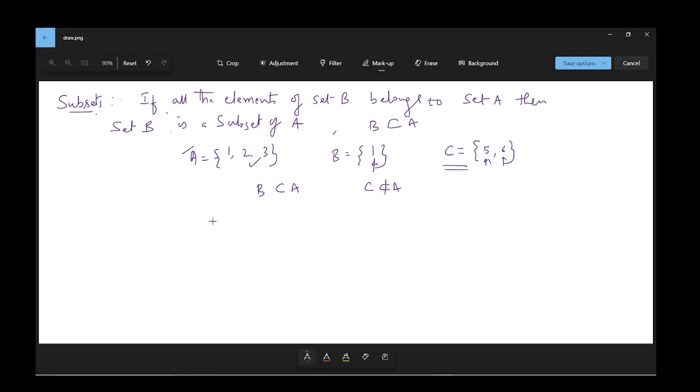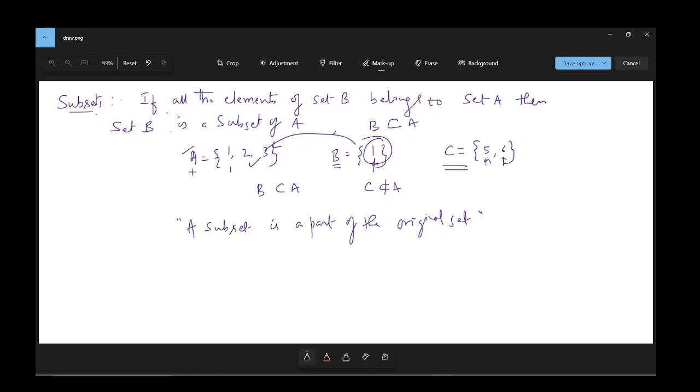So in other words, what we can say is a subset is a part of the original set. Even though we write the subset with a different name, it is actually a part of the original set. So the subset means it is generated out of the original set.